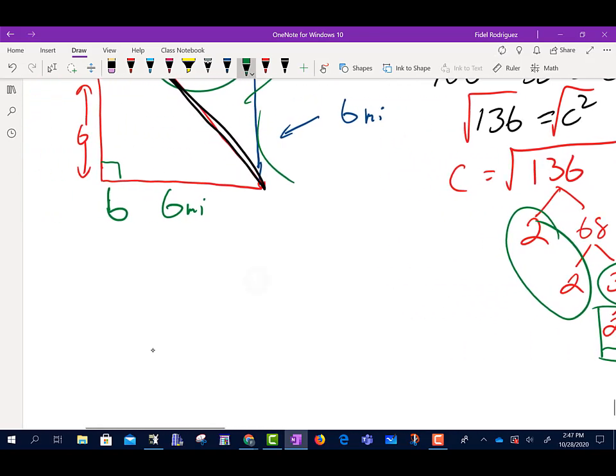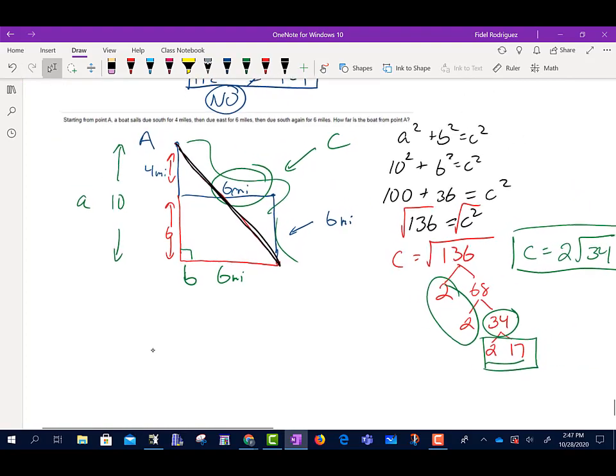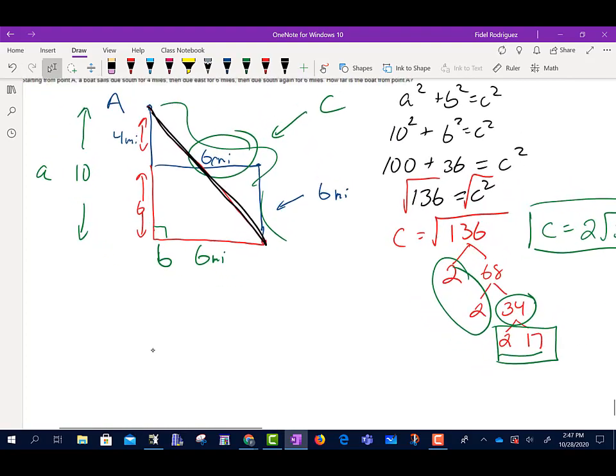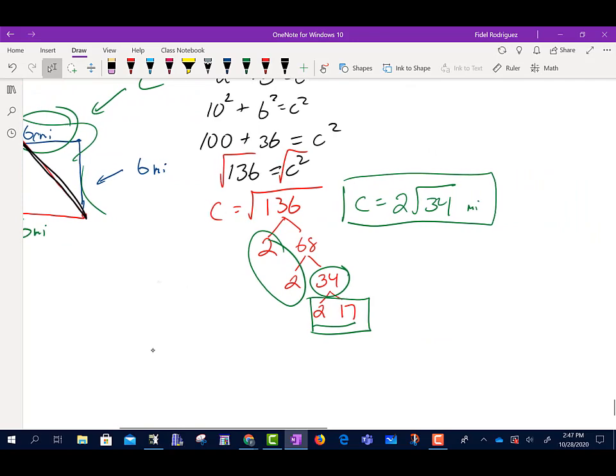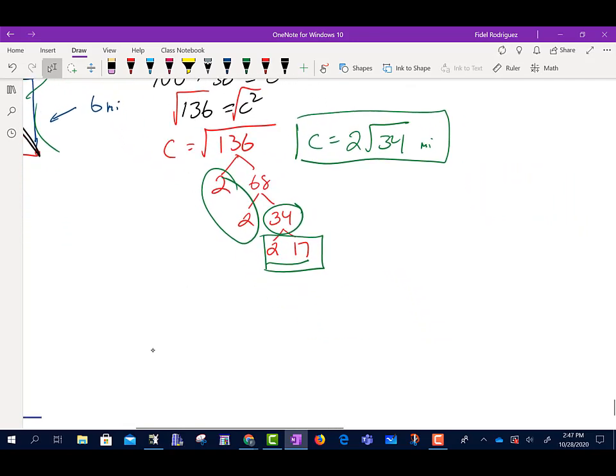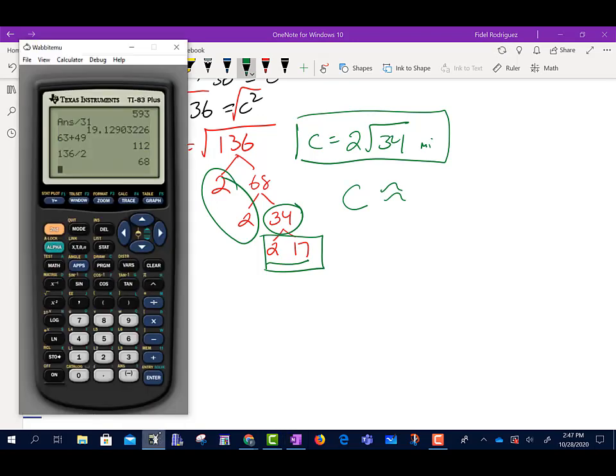Okay. Now, I'm looking at the problem here, and I don't know if it's going to ask you to round. So I'm going to show you if it was going to ask me to round. What we would do is use these squiggly equal signs. I have 2 times the square root of 34, so I would type that directly into my calculator: 2 times the square root of 34, close out the parentheses because I opened them, and hit equal.